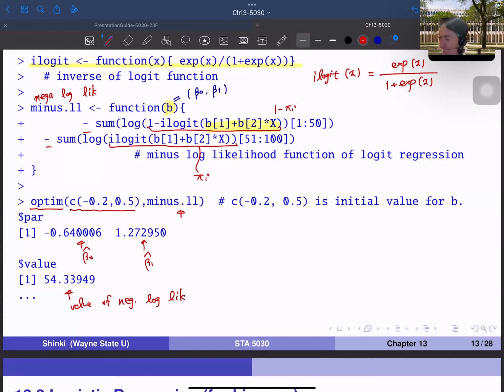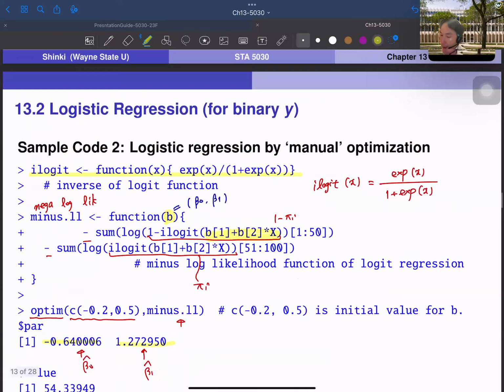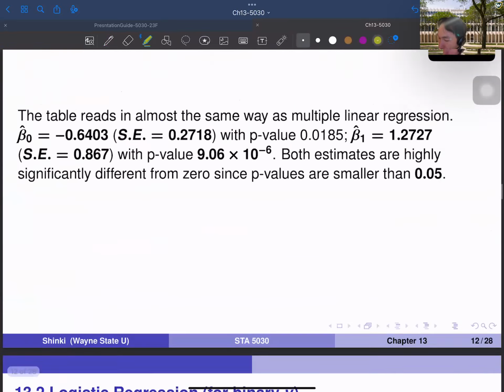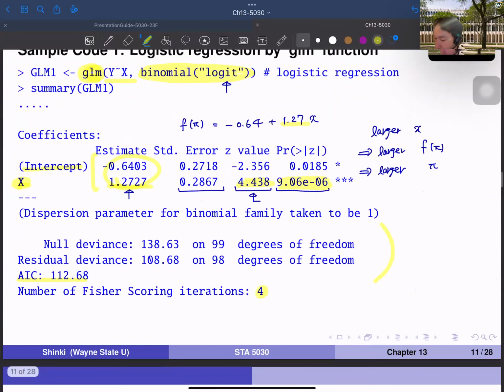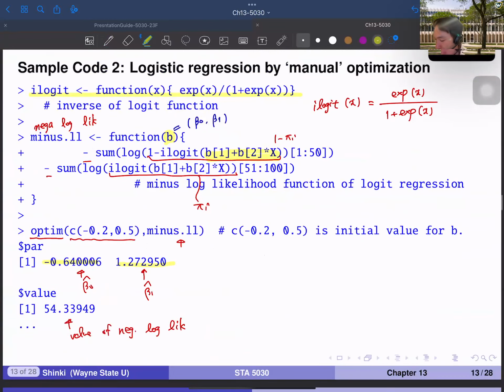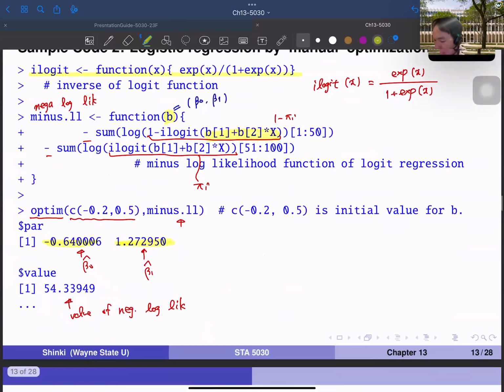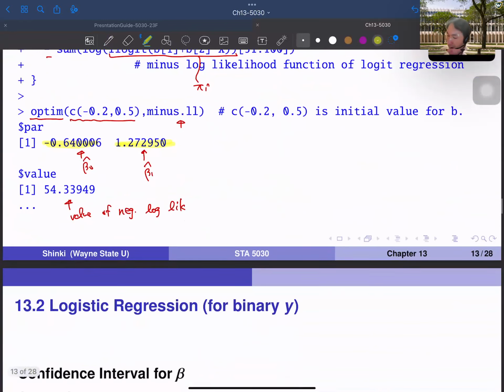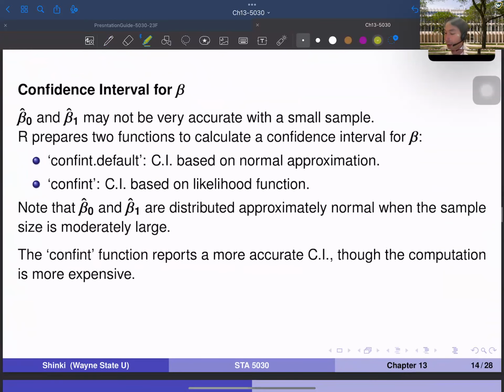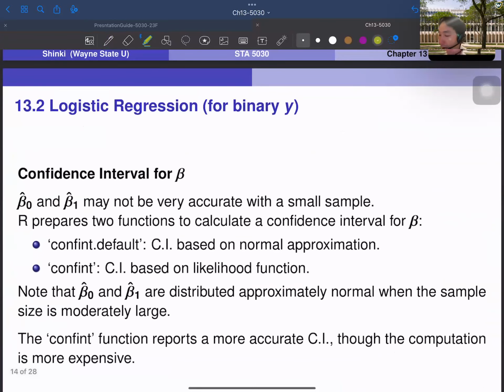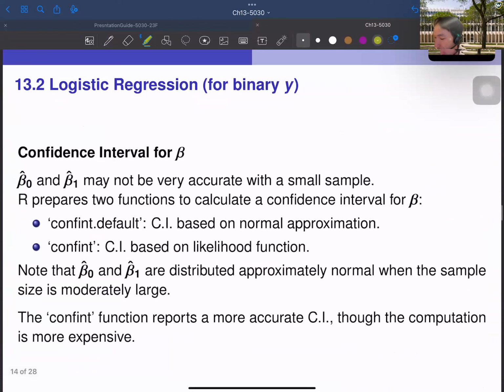And actually these estimated coefficients are exactly the same as the GLM output, you can see. Maybe some rounding errors, but these numbers are the same. Yeah, so this is how estimation in logistic regression works.